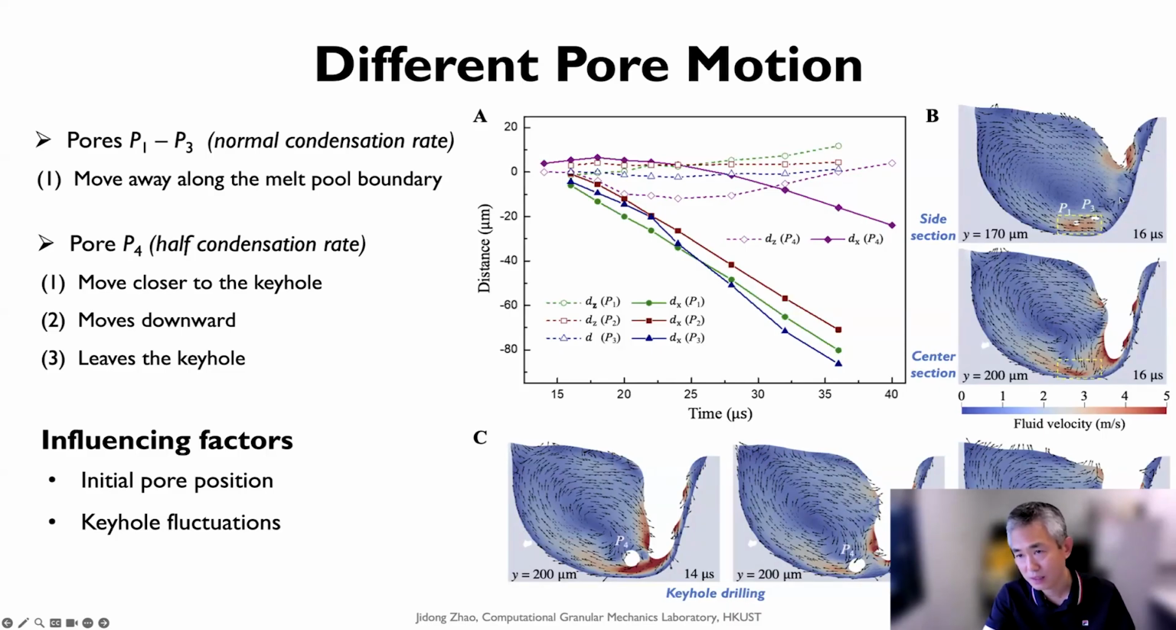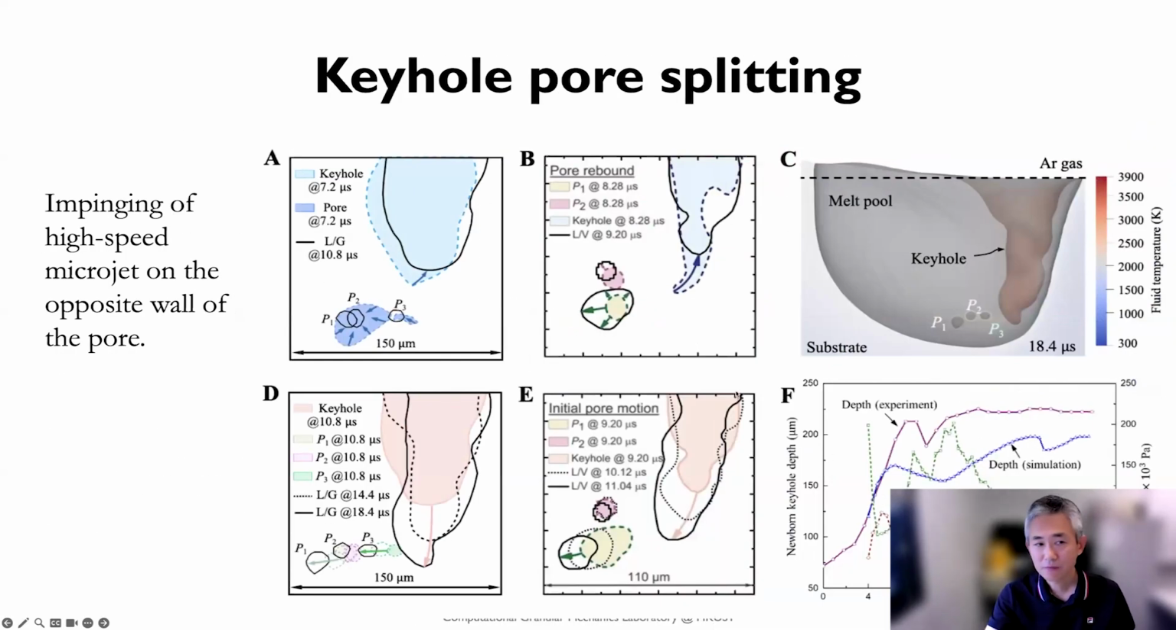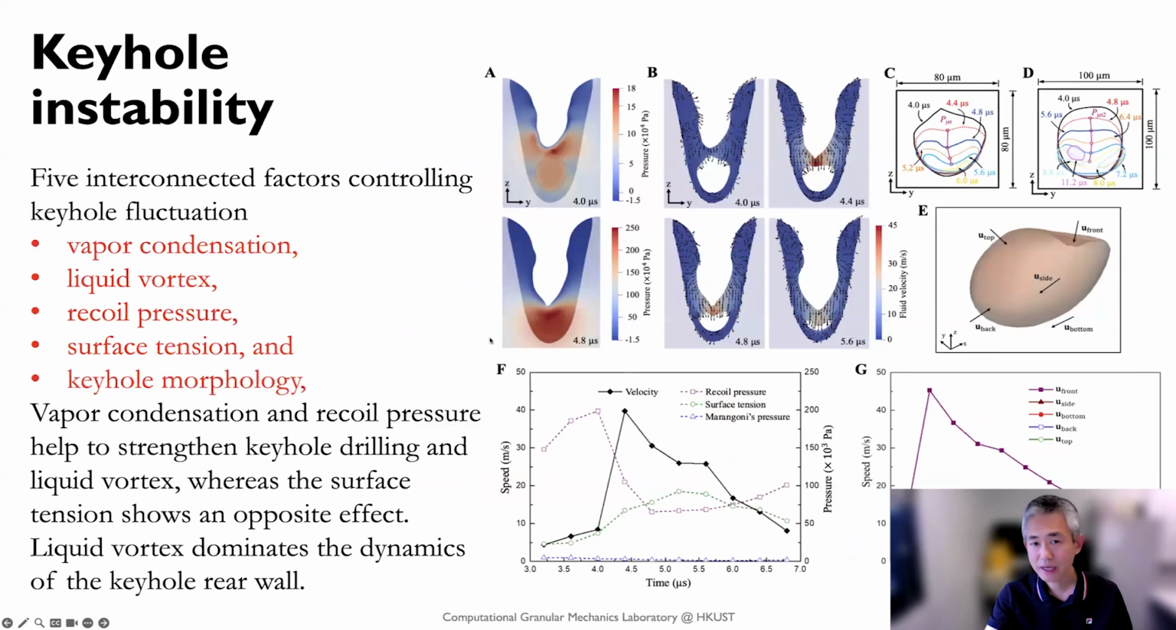For example, this one basically. If it is shallow, then the pore will be mainly carried over by the molten liquid motions here. But if the keyhole is deep, then sometimes it will be significantly affected by these keyhole fluctuations here. And also, this is a further illustration of how the keyhole pore can split. We can use this high fidelity simulation to understand the whole physics in a better way here.